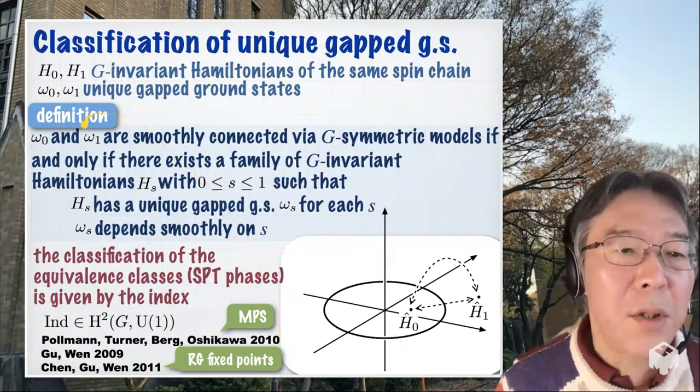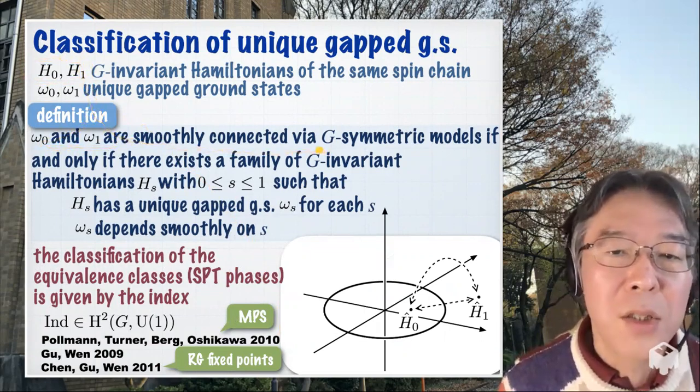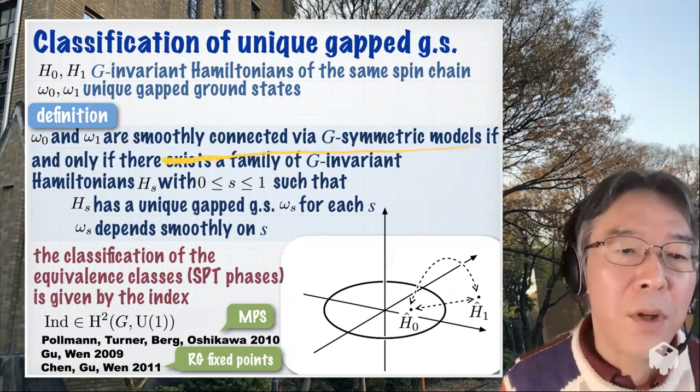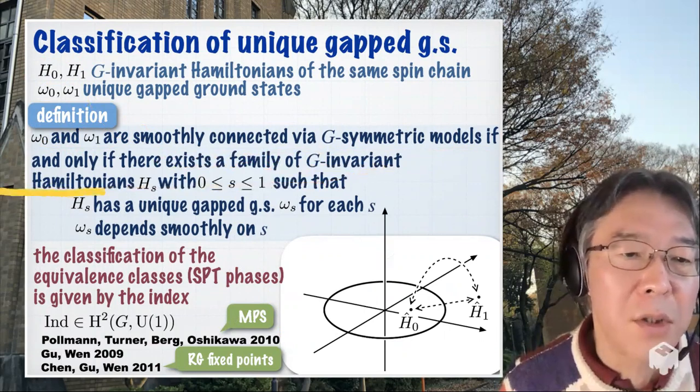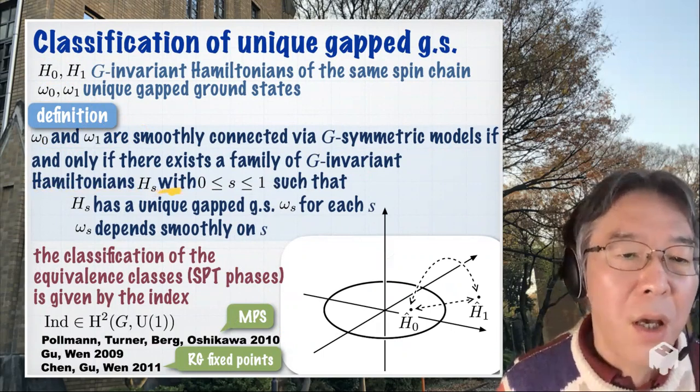So here's the definition. Omega 0 and omega 1, or H0 and H1, are smoothly connected through G-symmetric models. This is new. If and only if there exists a family of G-invariant Hamiltonians. So these Hamiltonians should be invariant under G, and the rest is the same.